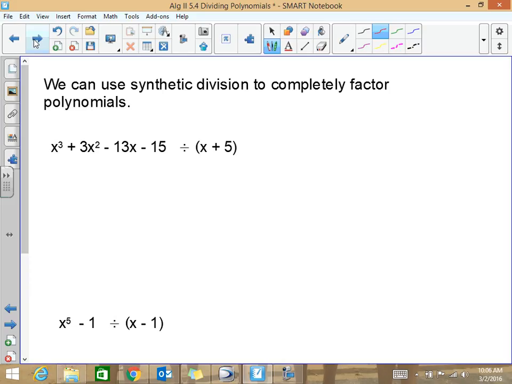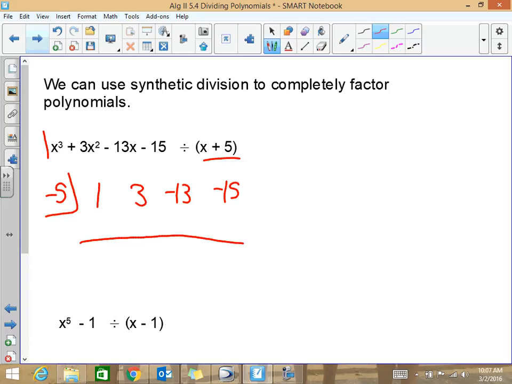So let's try this. So what do we put in our box? If we're dividing by x plus 5, then we put a negative 5. It's always the opposite. Or you think of it as the root that goes along with it. Now, this is 1x, or x to the third, so what coefficient do we put down? 1, right, for this one? So 1, 3, negative 13, negative 15. Draw the line and bring it down. And I want you guys to try that. Try to finish that up.